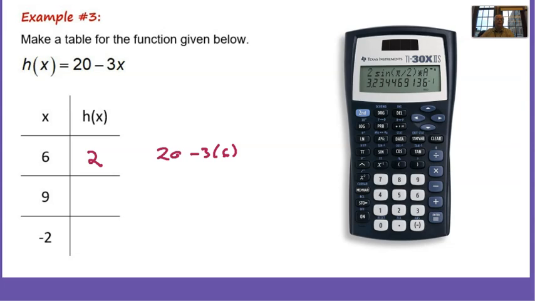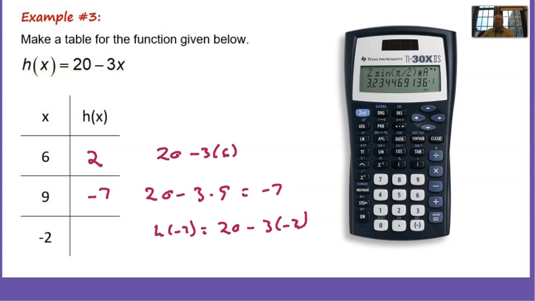If the input were 9, we're just going to change that to a 9. If you're using a calculator, you can cursor up, find the expression, and just change that 6 to a 9. That would be 20 minus 3 times 9, which is 20 minus 27, which is negative 7. Now we're going to put in negative 2. h of negative 2 would be 20 minus 3 times negative 2. That ends up being 20 plus 6, because that's 20 minus the negative 6. It's the same as 20 plus 6, which is 26.